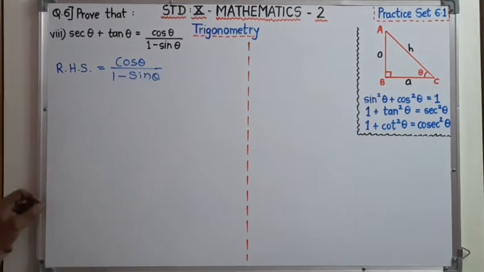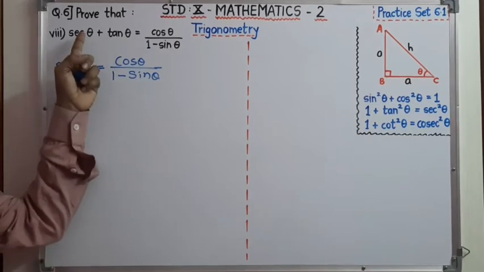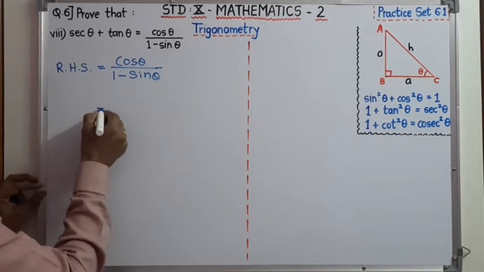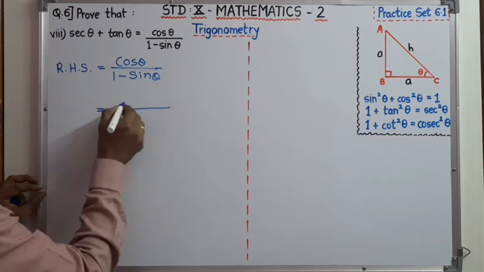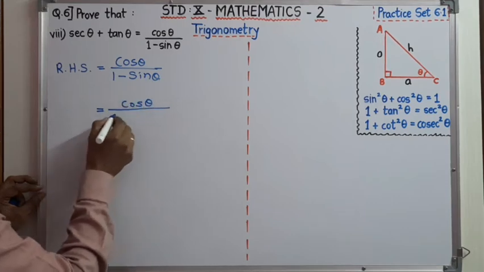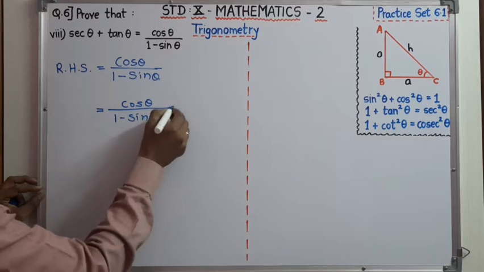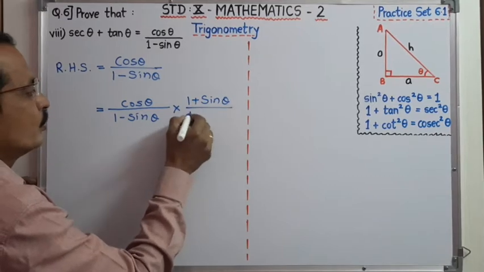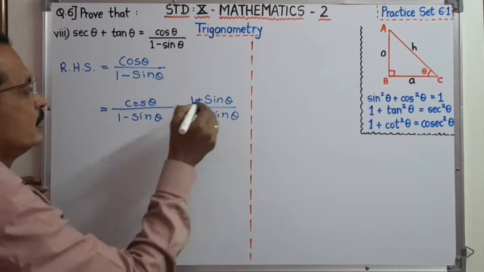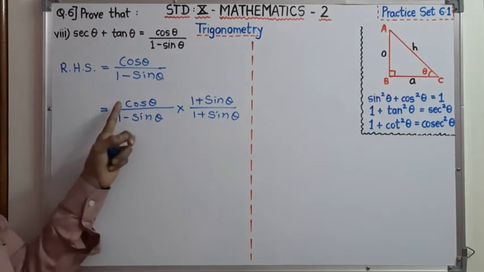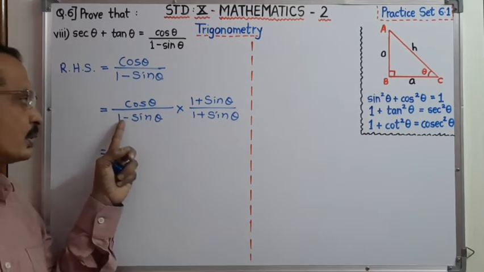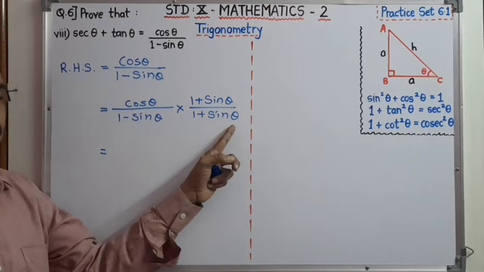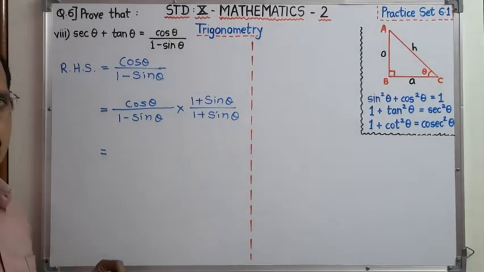Now dear student, we have to solve the left hand side and we will get the answer as the left hand side. For that purpose, we have to rationalize the denominator. Here we write cos theta upon 1 minus sin theta into 1 plus sin theta upon 1 plus sin theta. In 1 minus sin theta we change the sign, that is plus. Therefore we multiply by 1 plus sin theta divided by 1 plus sin theta to rationalize the denominator.